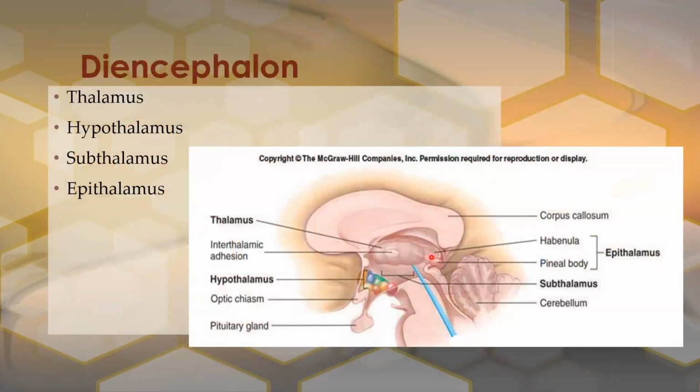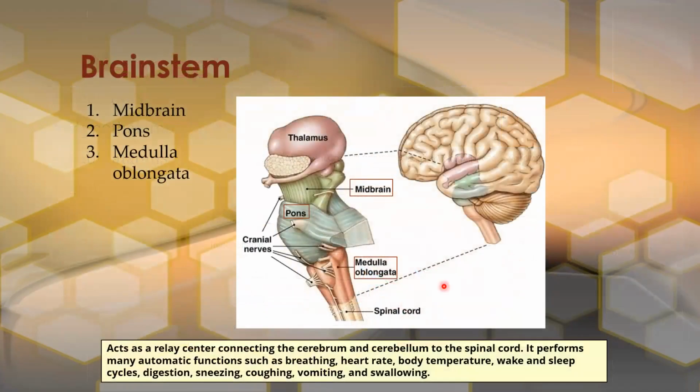Diencephalon. The second part of the brain is the diencephalon. It consists of the thalamus, the hypothalamus, the subthalamus, and the epithalamus. You will have another lecture regarding the diencephalon later.